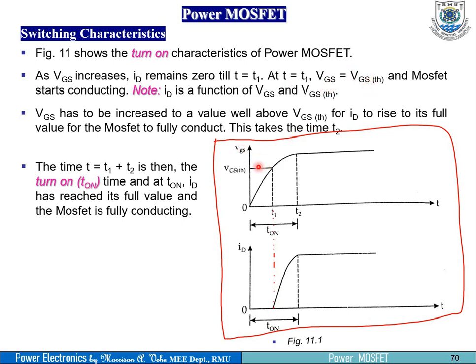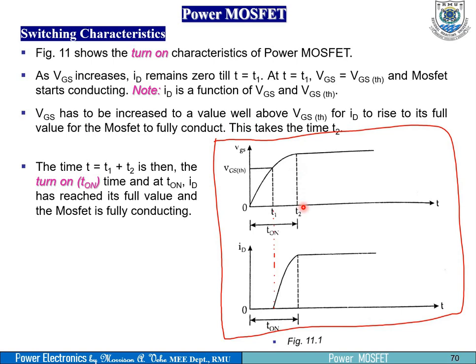It means that the gate source voltage at this point they are equal, and the MOSFET starts conducting. Note ID is a function of gate source voltage and gate source threshold, so you should note that one. The gate source voltage has to be increased to a value well above VGS threshold for drain current ID to rise to its full value for the MOSFET to fully conduct.